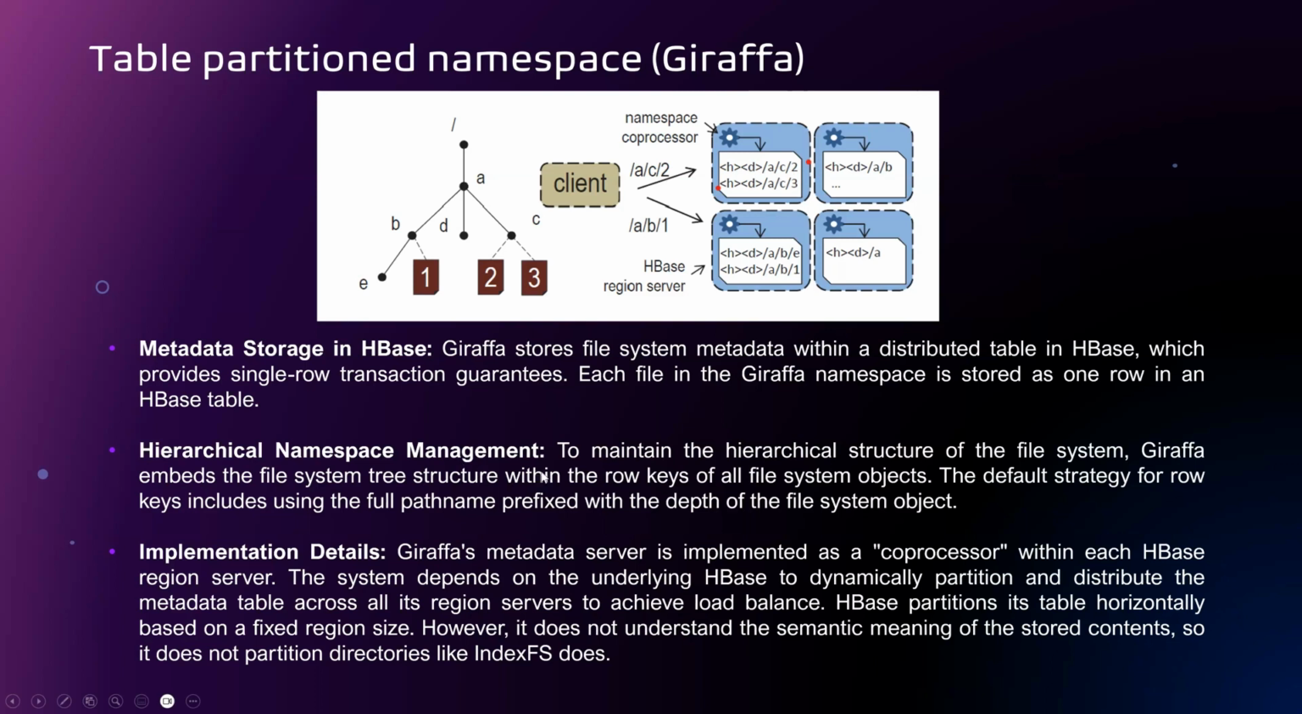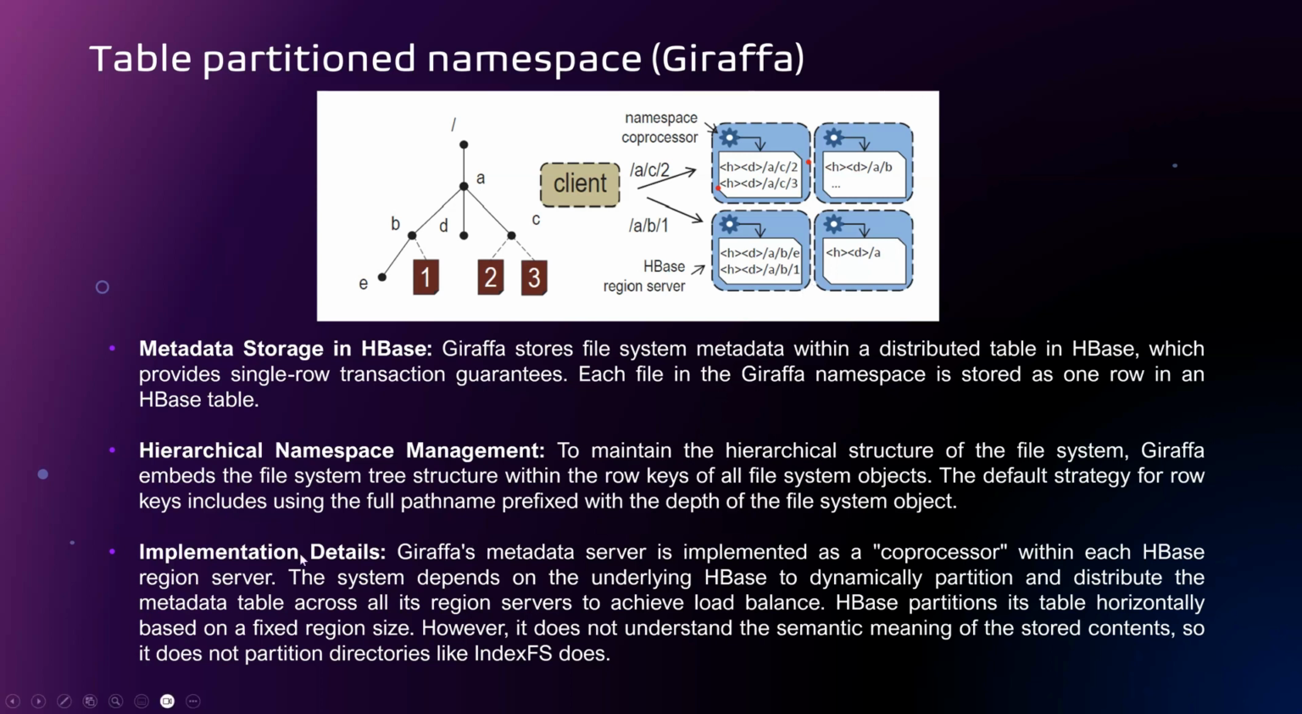Hierarchical namespace management. To maintain the hierarchical structure of the file system, Giraffa embeds the file system tree structure within the row keys of the file system objects. The default strategy for row keys uses the full path name prefixed with the depth of the file system object. So you get the full path for a particular row, and it doesn't need to go back and forth to check the full path name.